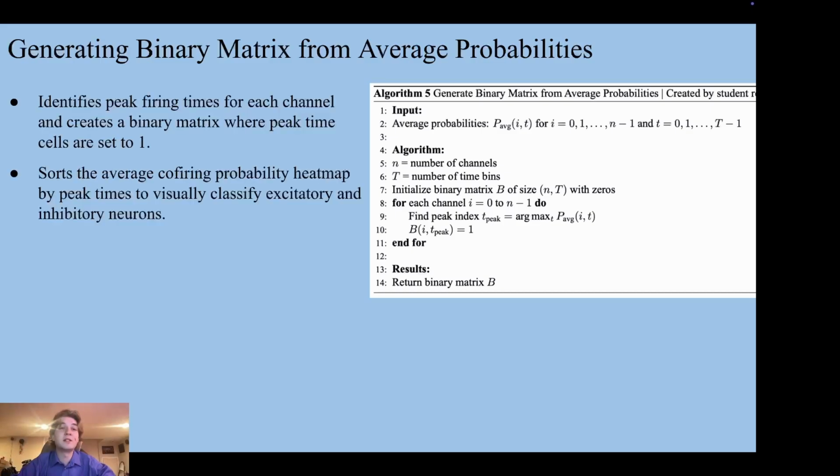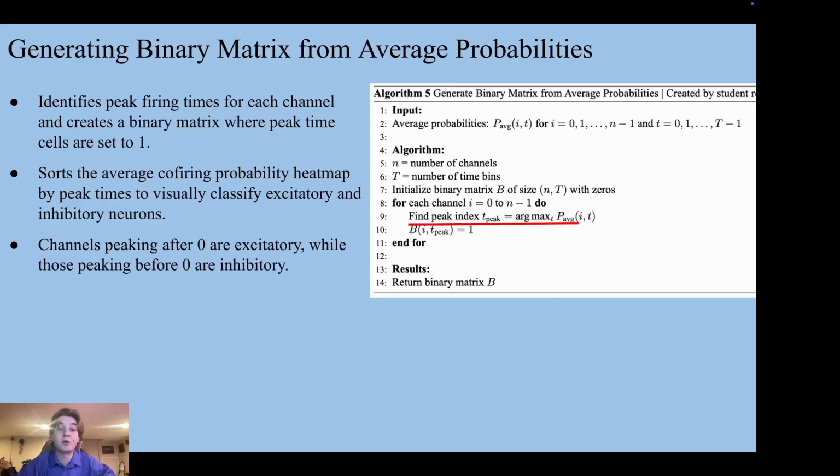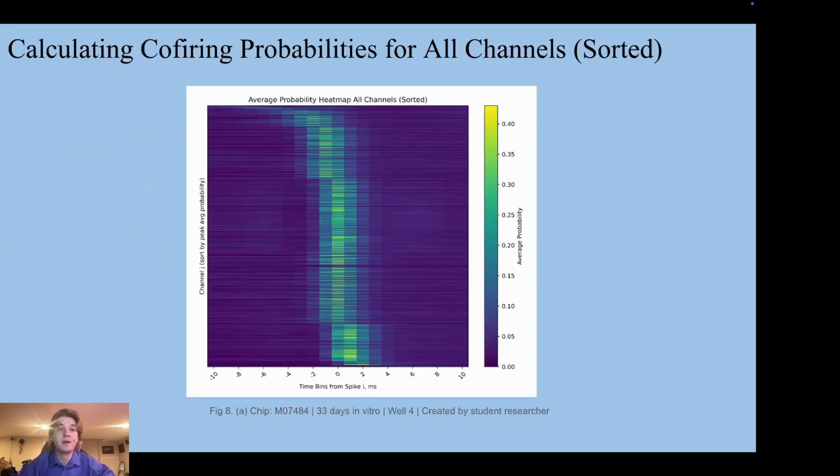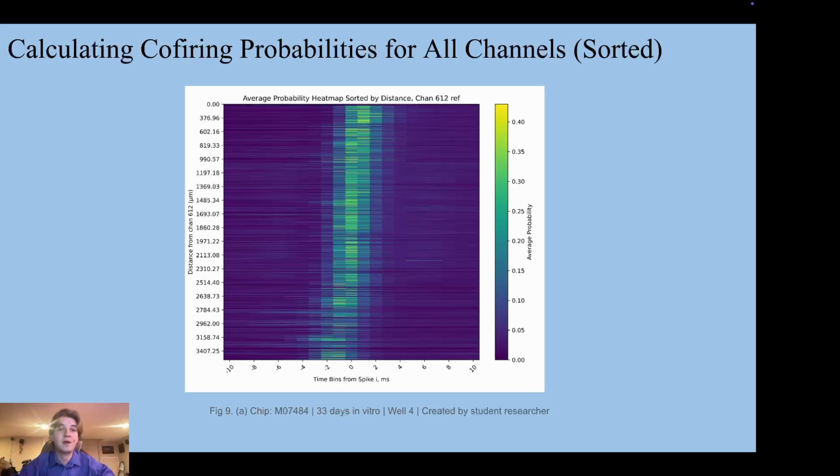The algorithm will identify peak firing times for each channel. Then, the co-firing probability heat map for all channels will be sorted to show which ones are likely to be excitatory or inhibitory. Here, this shows the co-firing probability heat map sorted. Additionally, this can be sorted by distance from a single reference channel. The slope of the line that emerges from the peaks shows a directional flow of bursts within the culture.